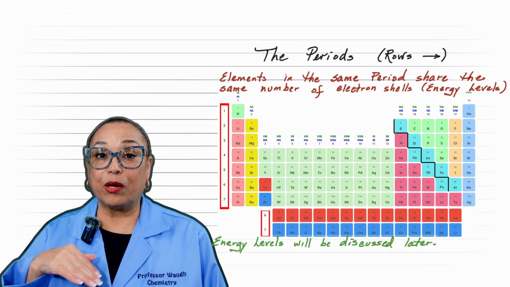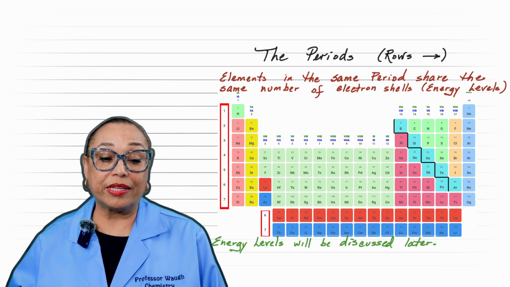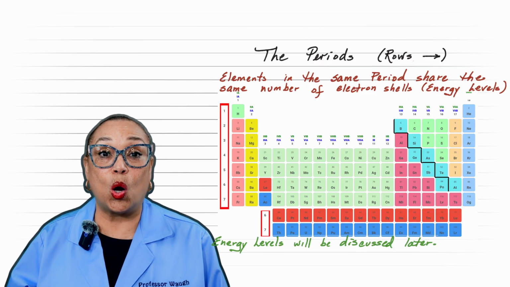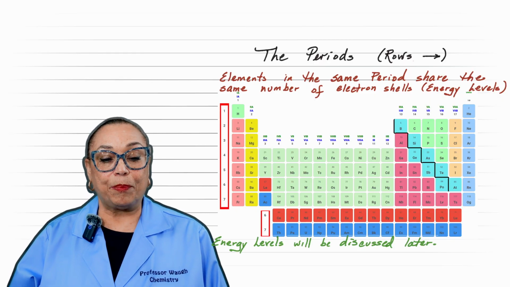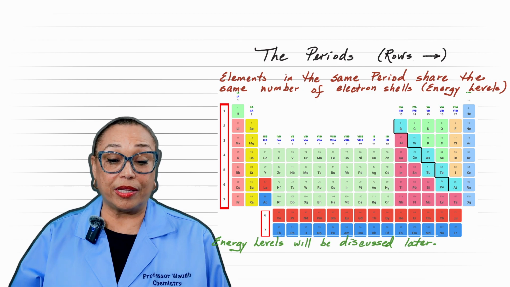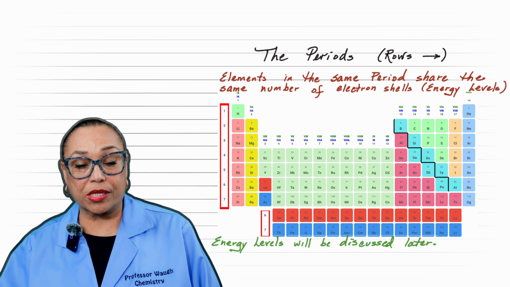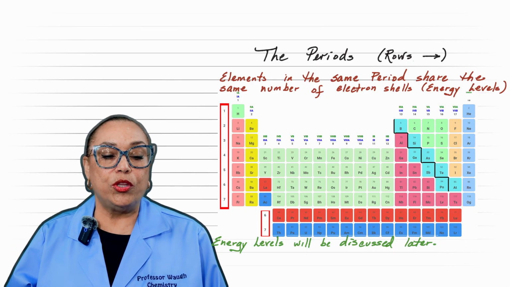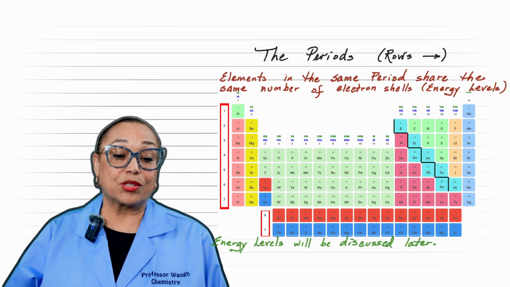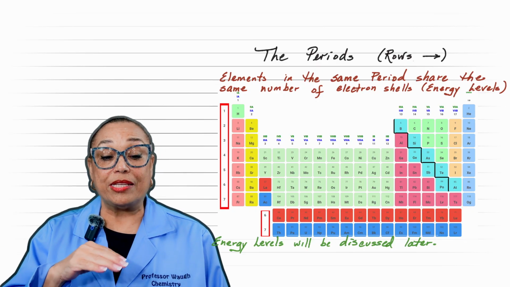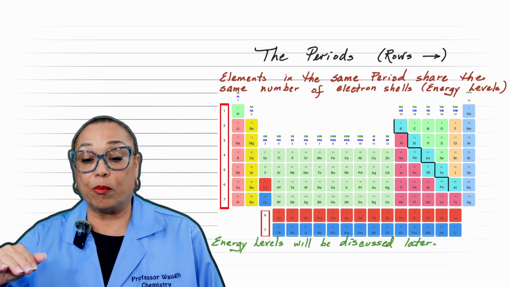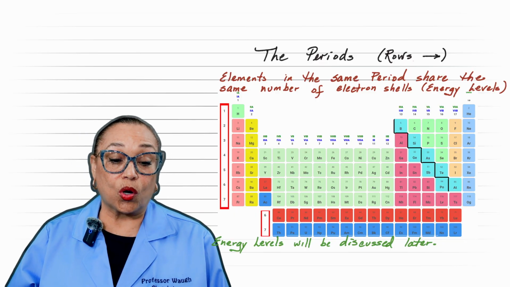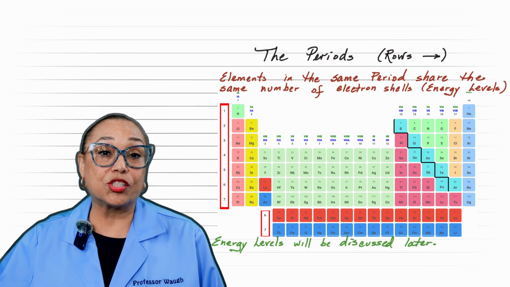So when we look at period 1, the first period going across, that is hydrogen and helium only. When you look at period 2, that starts with lithium, beryllium, goes all the way across, boron, carbon, nitrogen, oxygen, fluorine, and neon. When you go to period 3, that will be sodium, magnesium, aluminum, all the way across to argon. And of course, period 4, potassium, all the way across to krypton.